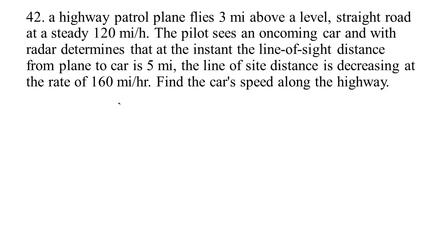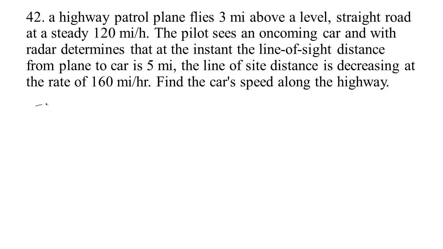Let's see. A highway patrol plane flies 3 miles above a level straight road at a steady 120 miles an hour. The pilot sees an oncoming car and with radar determines that at the instant the line of sight distance from the plane to the car is 5 miles, the line of sight distance is decreasing at a rate of 160 miles per hour. Find the car's speed along the highway.